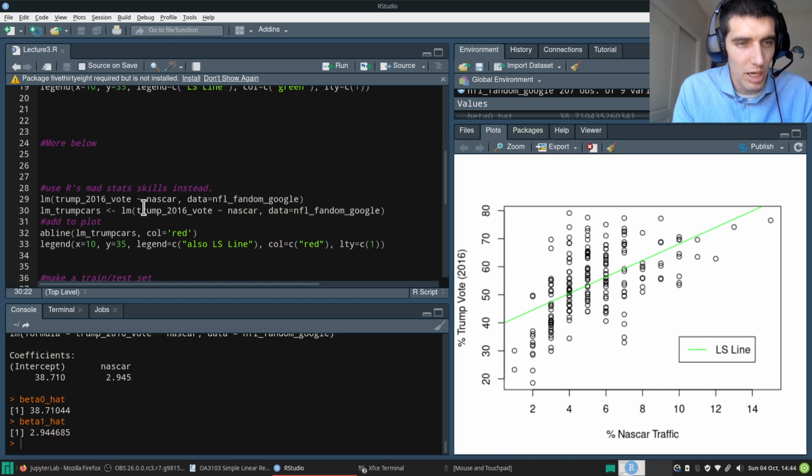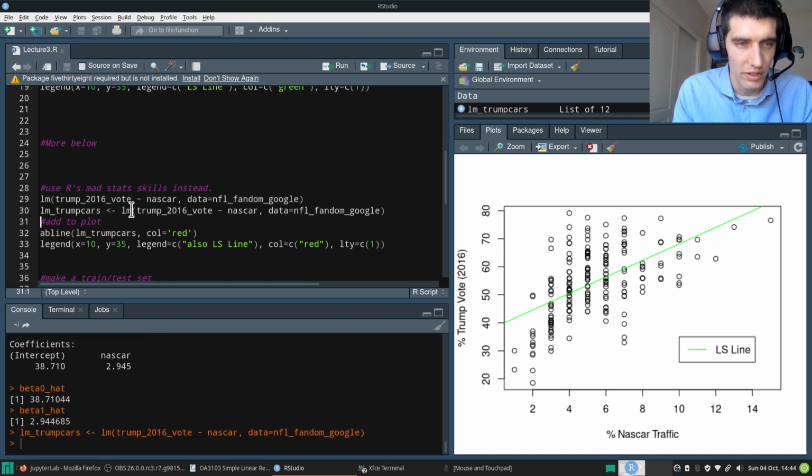So I can save this lm object, giving it a name and saving the output of this lm. And then, this is neat, instead of specifying an a and a b, I can just do abline and give it an lm object.